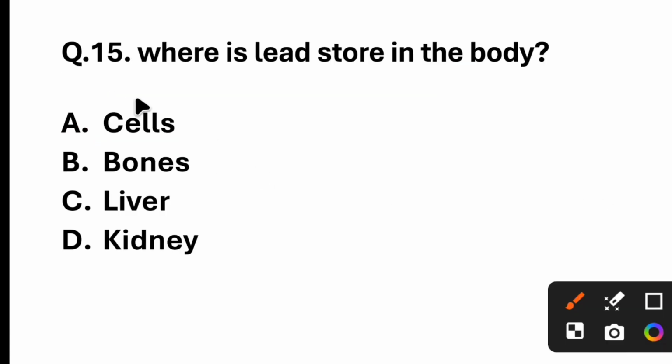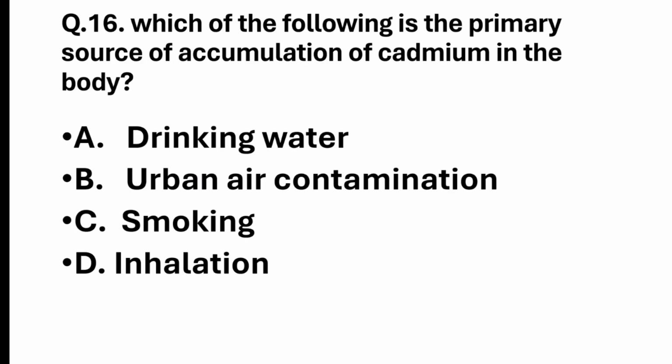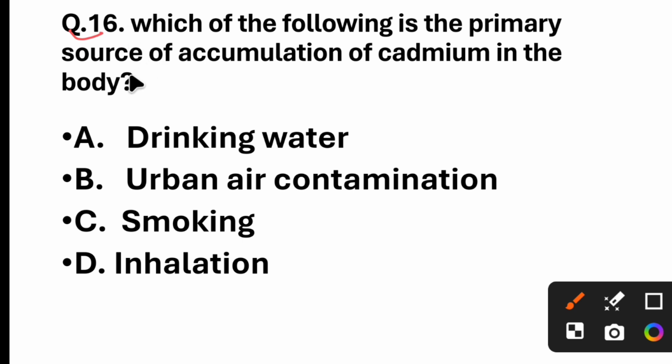Question number 50. Where is lead stored in the body? Answer option B, lead is stored in the bones. Question number 16. Which of the following is the primary source of accumulation of cadmium in the body? Answer option C, smoking is the primary source of accumulation of cadmium in the body.